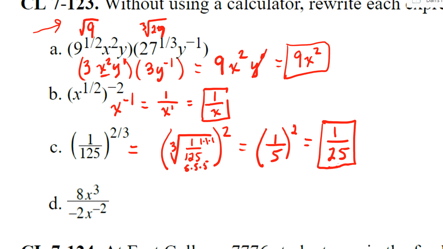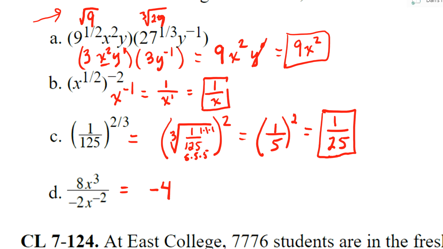Okay. Now on D, the first thing you can do is divide the numbers. So 8 divided by negative 2 is negative 4. And now, since I have a negative 2 in the bottom, here's how I look at it. I want to get rid of that and move it to the top. So when I move it to the top, it's going to become a positive 2. Again, when I move those negative exponents to the top or the bottom, that's how you make them positive or negative. So now I have x to the third times x squared, which would be x to the fifth. You add those. That's it.